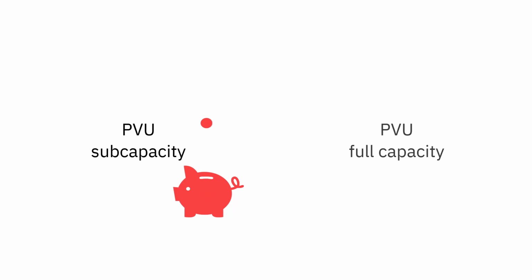Processor Value Unit, or PVU subcapacity, is a licensing model that allows for considerable savings in virtualized environments when compared to PVU full capacity. When your company purchases IBM subcapacity software, it agrees to creating quarterly reports of PVU utilization. Creating such reports manually is hardly possible due to the dynamics of most infrastructures. That's why IBM provides a free application to help you with the task.